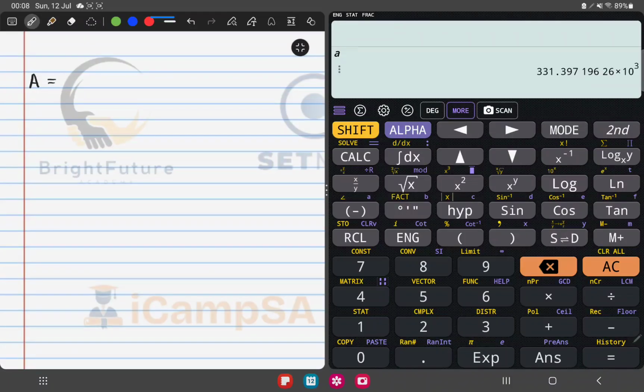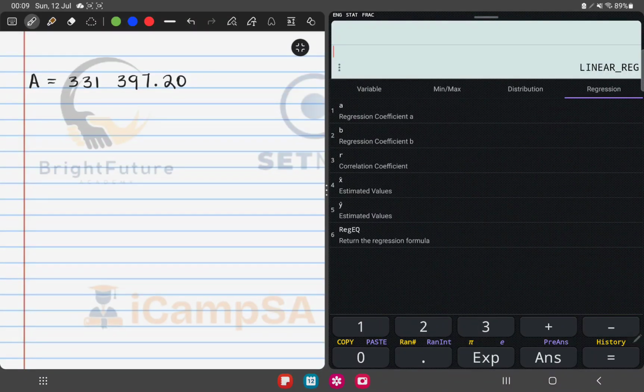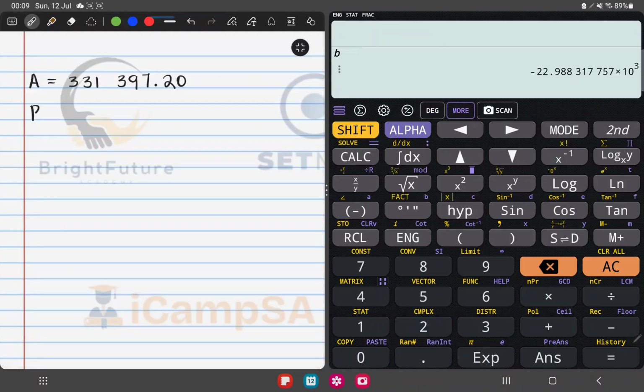The value for A, I'm just going to round off to 3 decimal places. If you look carefully, that is 331,397 point 19, but that will just be point 20 when rounded. Then we can go ahead and read our B. So Shift 1, regression. The value of B, if you look carefully, is minus 22,988 point 32.